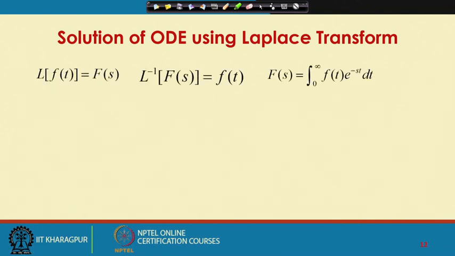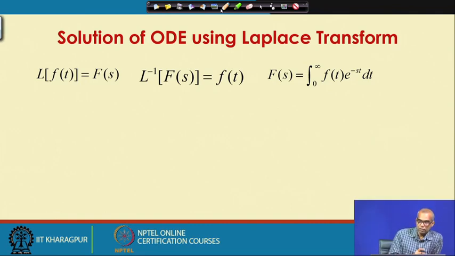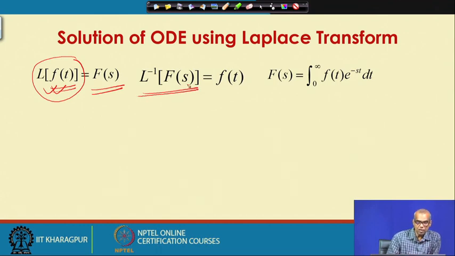So, let us quickly see few points about Laplace transformation. We represent Laplace transformation of function f, which is a function of time, as this, and after Laplace transformation of function f t, what we get is an algebraic equation in S domain. We represent that as f of s. So, if I take inverse Laplace transformation of f s, I should get back this function in time domain.